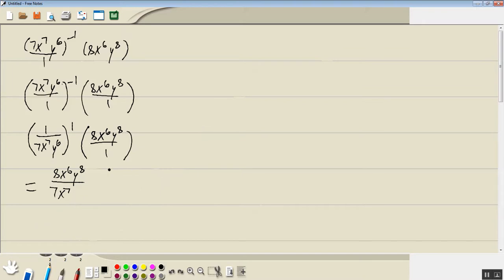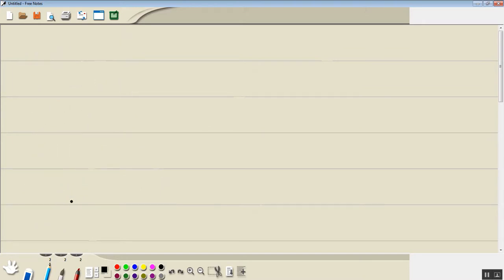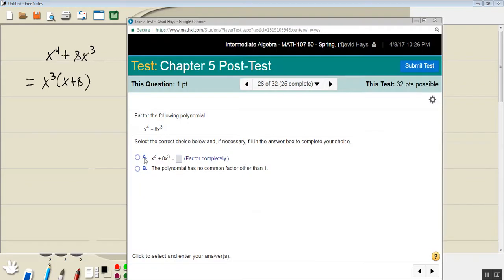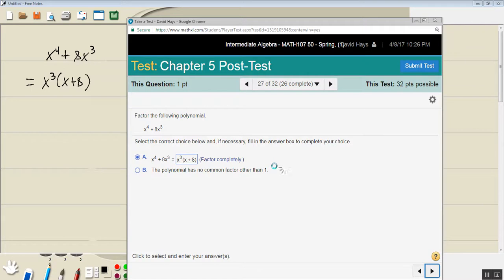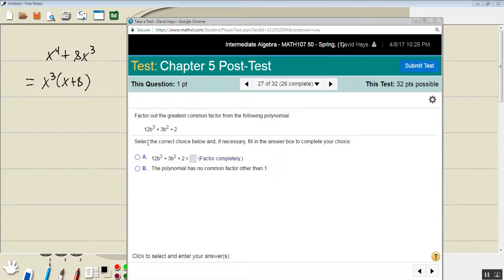Let's clear this off. We've got x to the 4th plus 8x to the 3rd. And was it factor? Yeah, factor. Well, I notice they both have an x to the 3rd, so GCF-wise I can factor an x to the 3rd. And that leaves us x plus 8. That seems too easy, assuming you recognize it's a GCF. X to the 3rd, x plus 8. Factor out the greatest common factor. Okay.